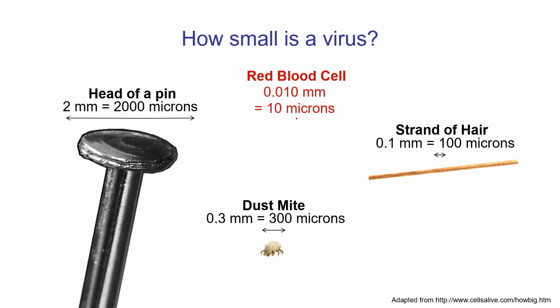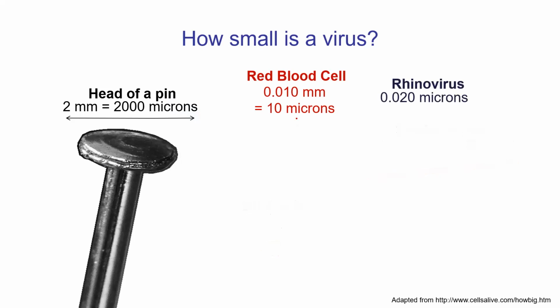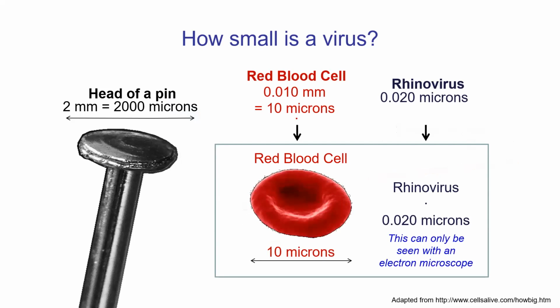A red blood cell is about 10 times smaller than the width of a strand of hair. So it's 10 micrometers. So let's zoom in to a rhinovirus. A rhinovirus compared to a red blood cell looks like a speck. It's so small you can only see it with an electron microscope. And we're going to talk about electron microscopes in topic 3. So we'll come up to talking about those in a minute.